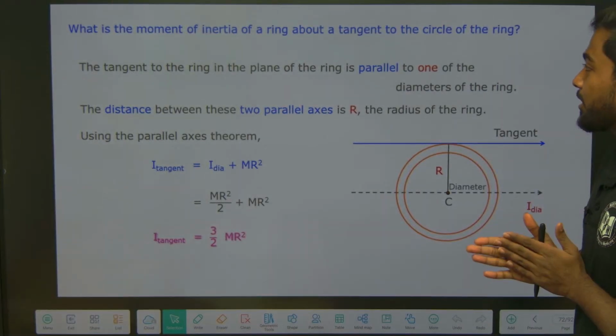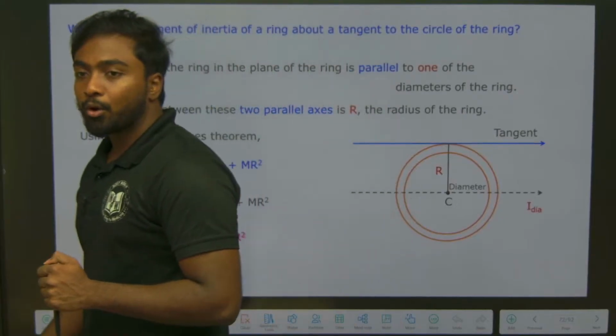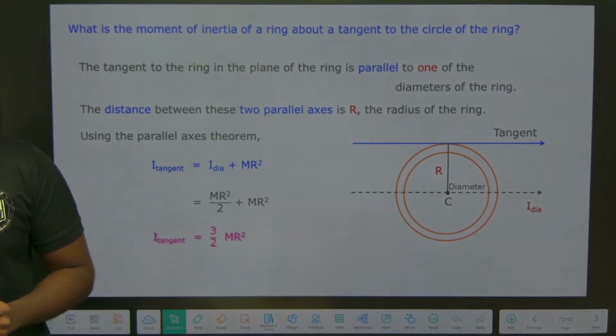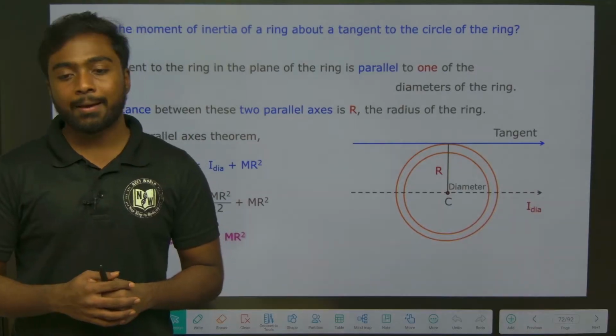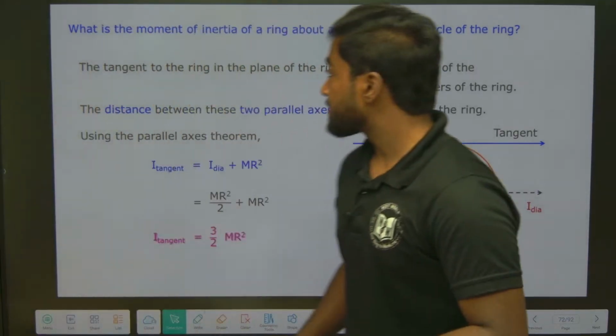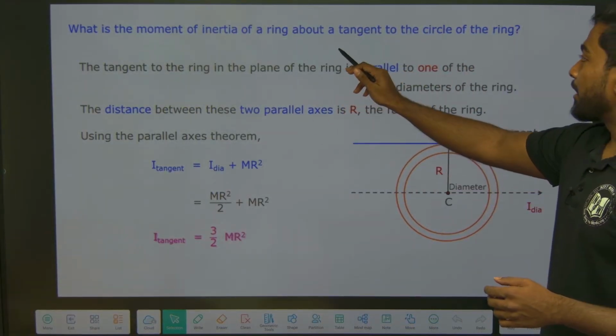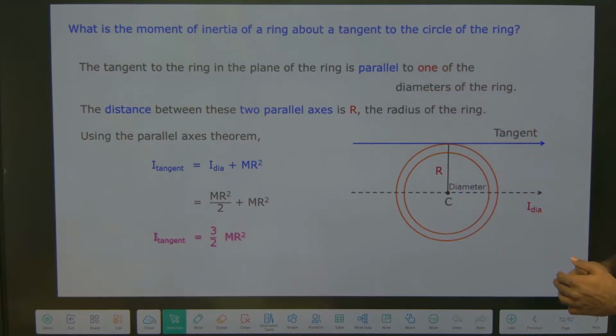Yesterday we were up to the topic of the perpendicular axis theorem and the parallel axis theorem, and we were seeing the problems. Last class I gave a homework: what is the moment of inertia of a ring about a tangent to the ring? Now we'll see the answer.